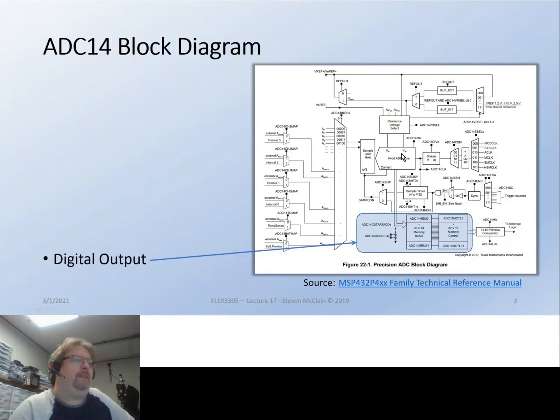Now what happens is when the conversion is done, it gets written into this memory bank. There's 32 channels, and each one is a 16-bit register. Okay, so you get mem0 to mem31, and that's where the converted number ends up. Now each one of those memory channels actually has a control channel with it too.